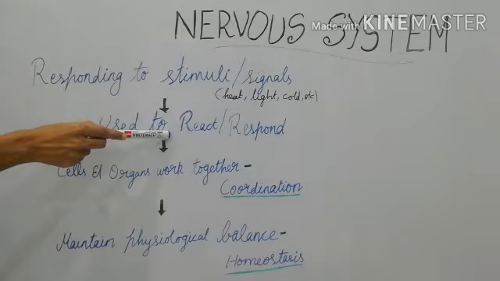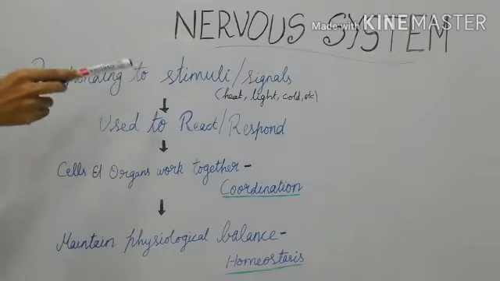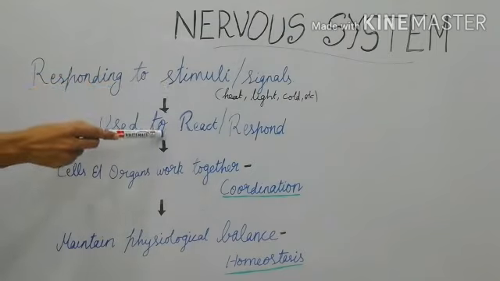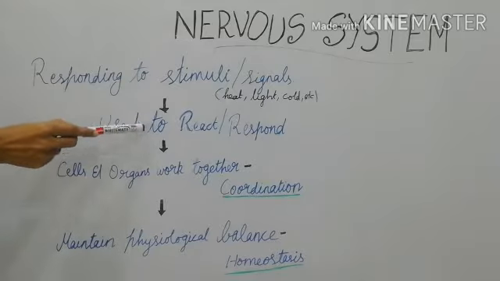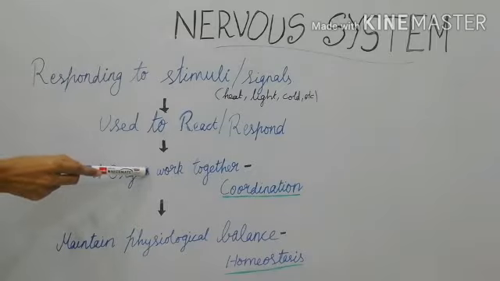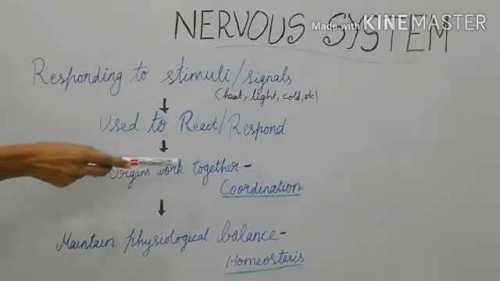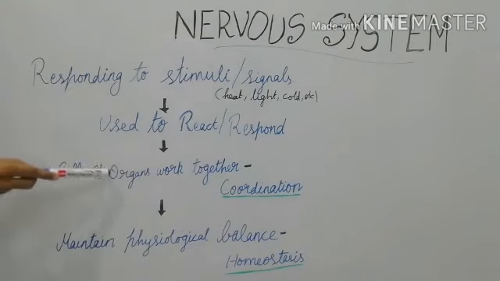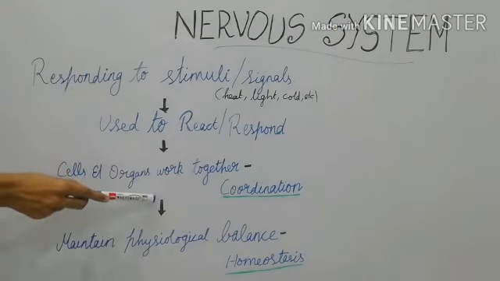For example, when we touch a hot object, we will get the signal that it is heat. So what will we do? We will remove our hand. That is the responding. Thus we are responding to the signal. For that responding, our cells and organs have to work together, and that we call coordination. So working together of the cells and organs is called coordination.